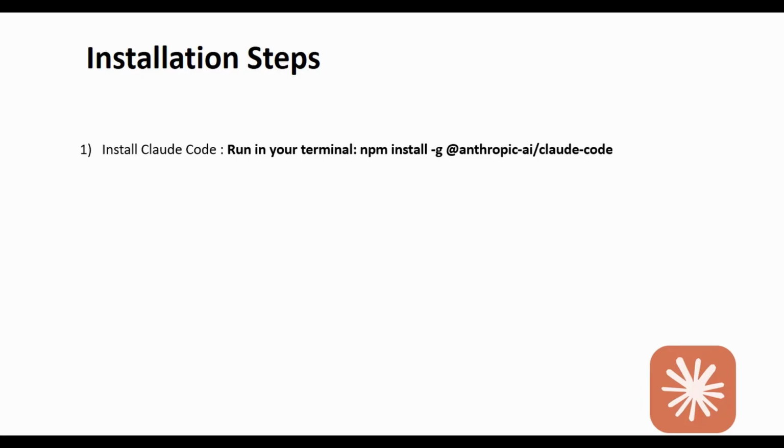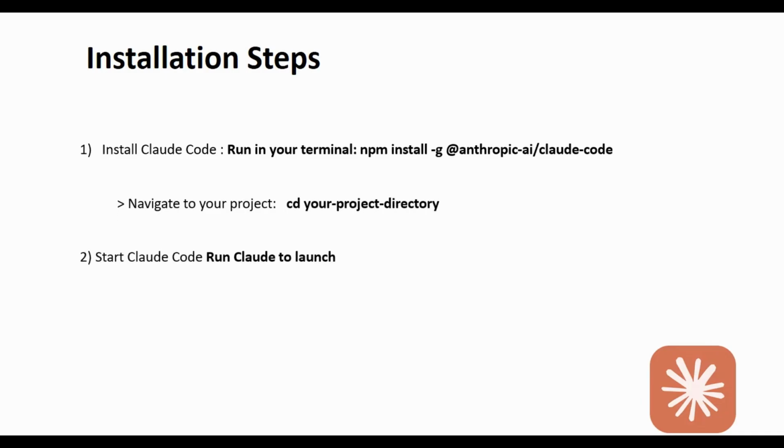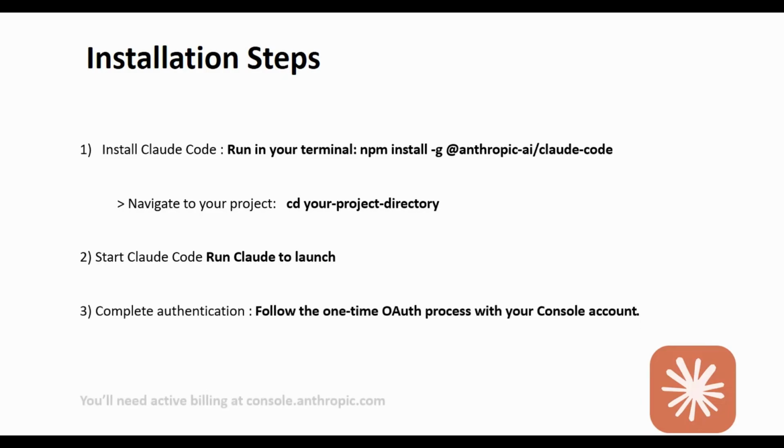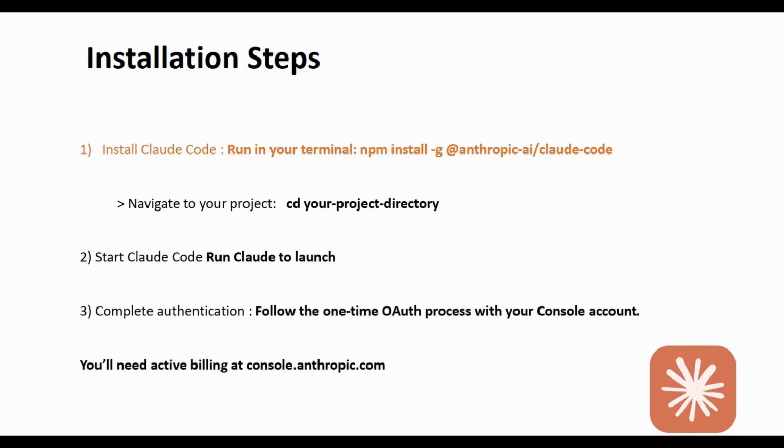There are 3 main steps to install Claude Code. You run this command in your terminal: npm install -g @anthropic-ai/claude-code. Then you navigate to your project directory. Then you start Claude by just typing claude to launch it. You complete the authentication by logging into your console on the Anthropic account.